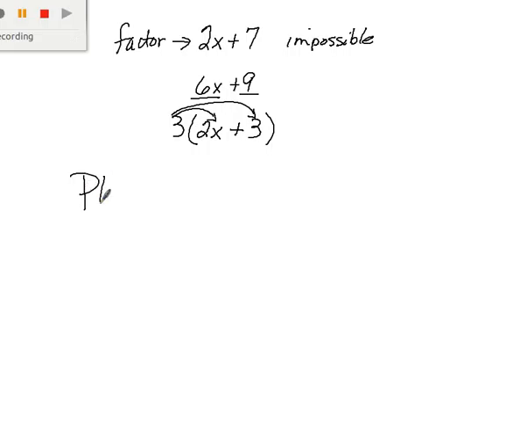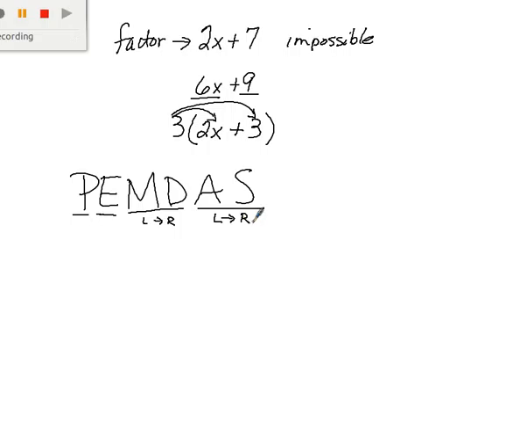The second thing we need to remember is PEMDAS. Please excuse my dear Aunt Sally. P is parentheses, E is exponents, MD is multiplication and division. They get one line underneath them because they are of equal importance. You do them in order from left to right. And addition and subtraction are of equal importance, and you do those in order from left to right.